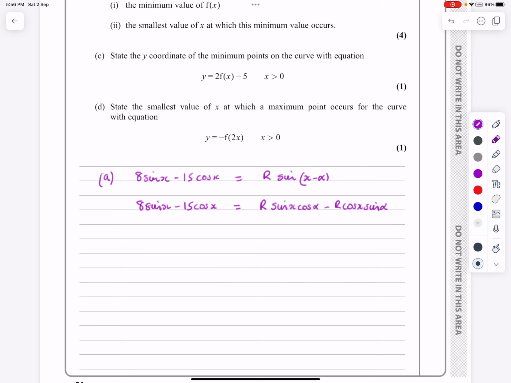Now as soon as we do that, what we're looking at is what's multiplied by sine x there, 8, and what's multiplied by sine x there, R cos alpha. So we're going to equate the coefficients. If we equate the coefficients, we're going to get that R cos alpha equals 8, and similarly R sine alpha equals 15. R sine alpha is what's times by cos x there, and on that side it's minus 15 and minus, but those two things obviously cancel out. So we're used to doing these.